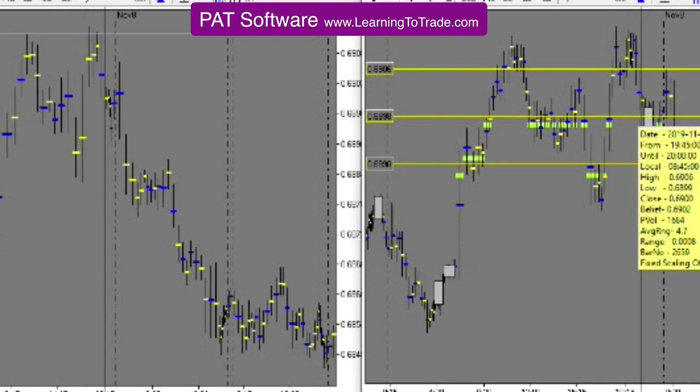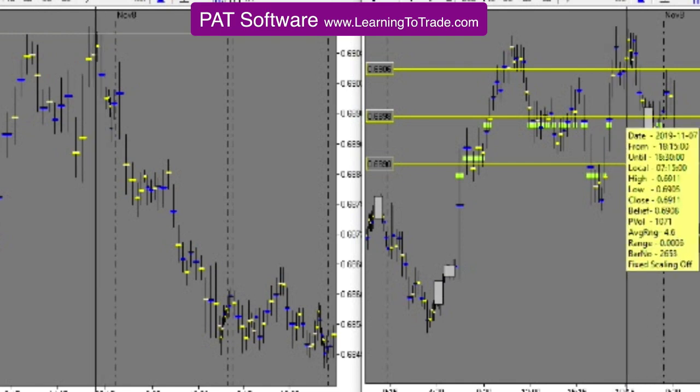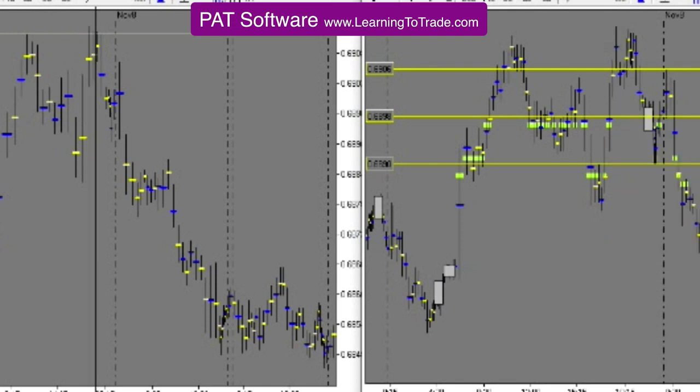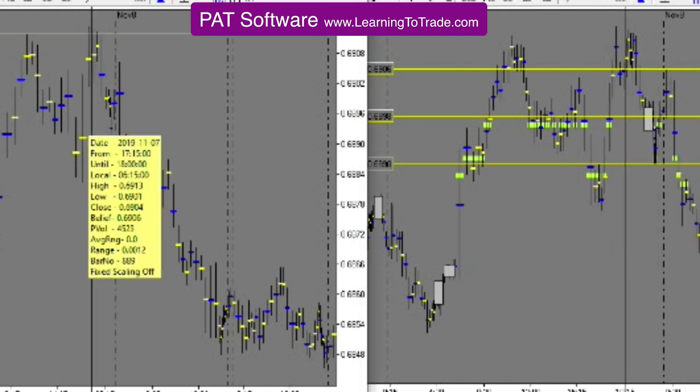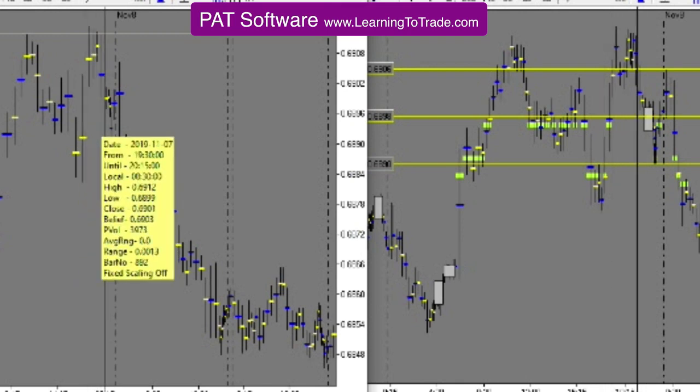So I've got it activated on both charts now, and of course, as I move on the 15-minute chart, it's moving on the 45-minute chart. So let's go back to the 45-minute, click on that one, so it takes the yellow box off, so we can see what's occurring through here.